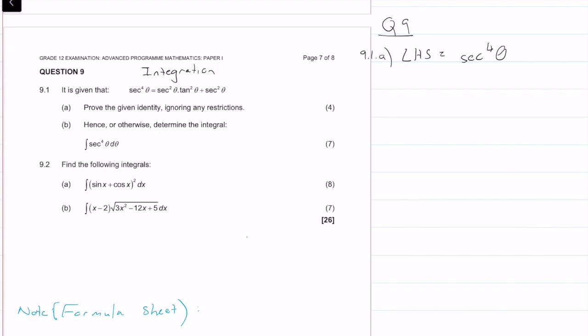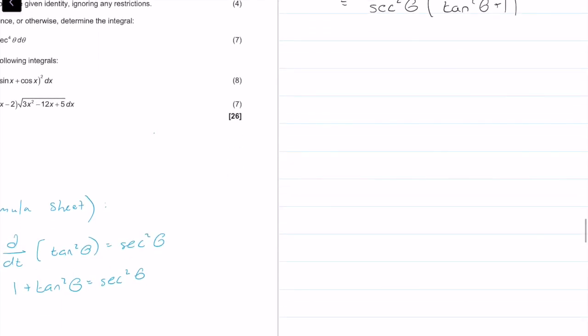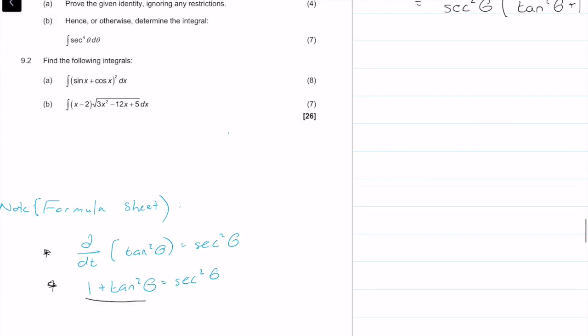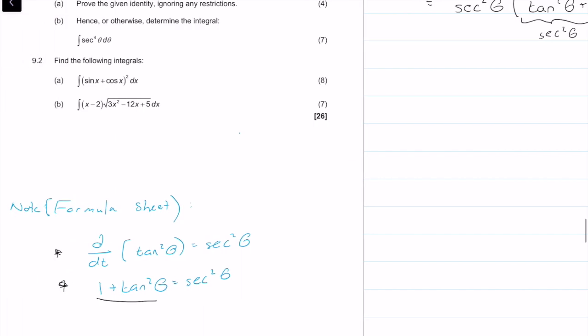Then the right hand side is equal to sec squared theta tan squared theta plus sec squared theta. So we can pull out a common sec squared theta, and we're left with tan squared theta plus 1, which is obviously equal to 1 plus tan squared theta. So that whole term is equal to sec squared theta from this identity.